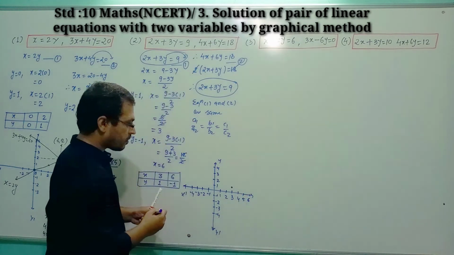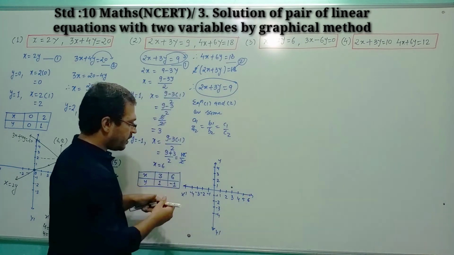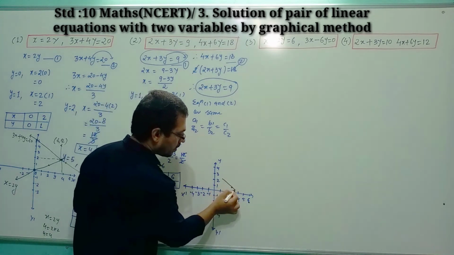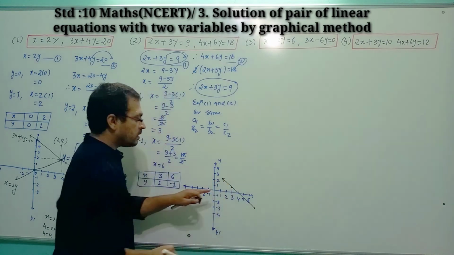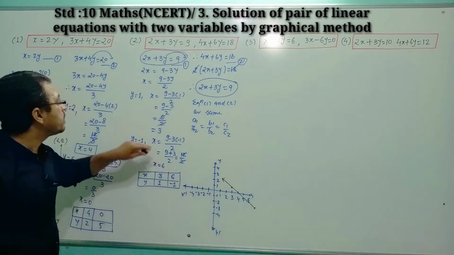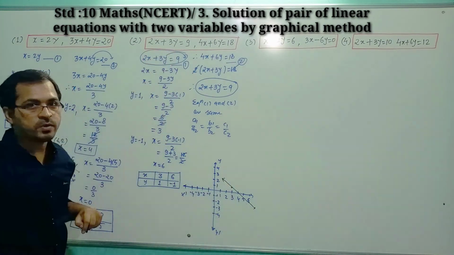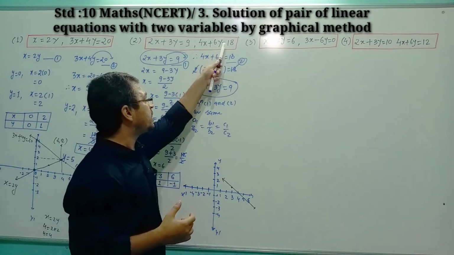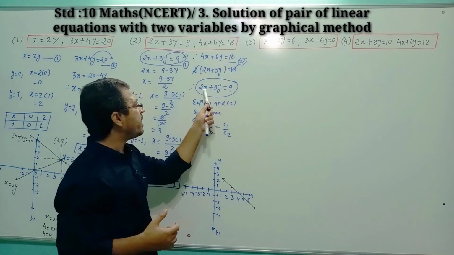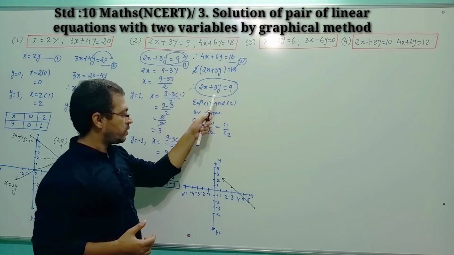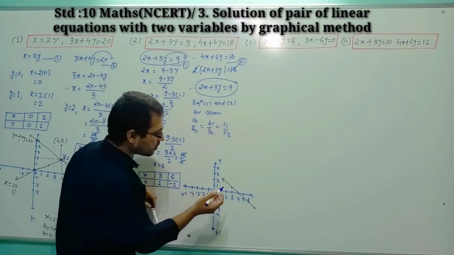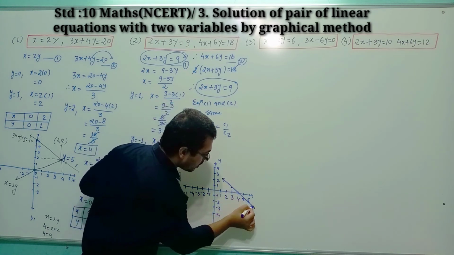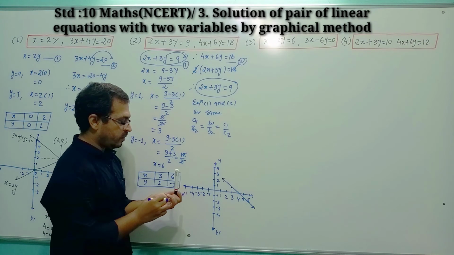Okay, so x is 6 and y is minus 1, it will be downward. This is the line of which equation? 2x plus 3y is equal to 9, right? Similarly, after simplifying 4x plus 6y is equal to 18, again we are getting 2x plus 3y is equal to 9. So we can overlap these things once again, because these are the same solution, right students?